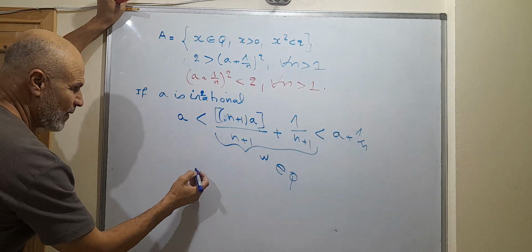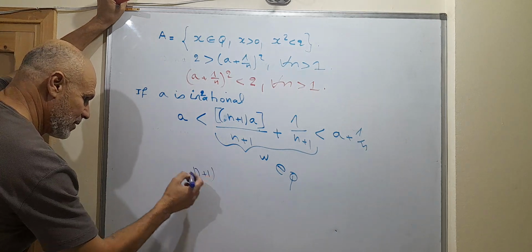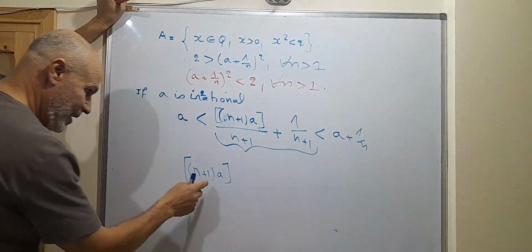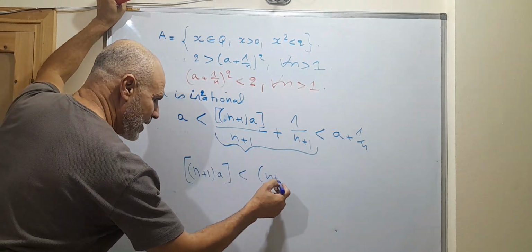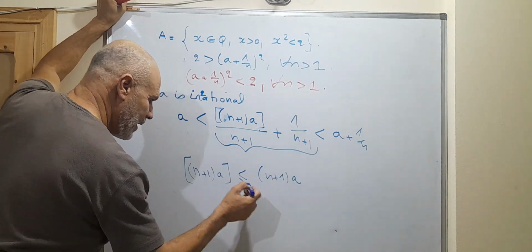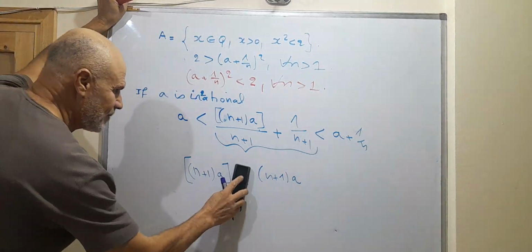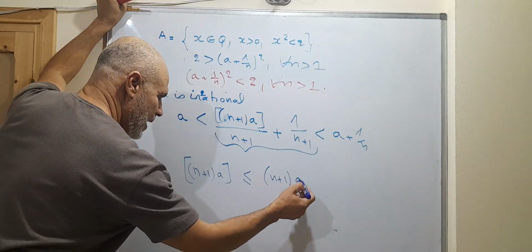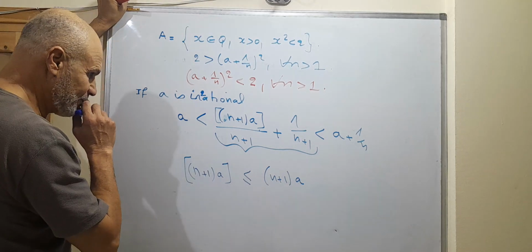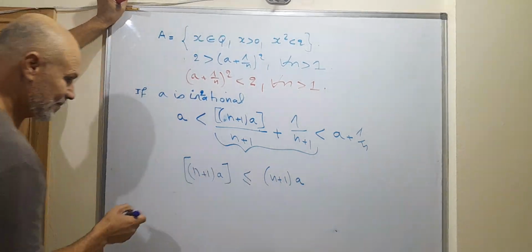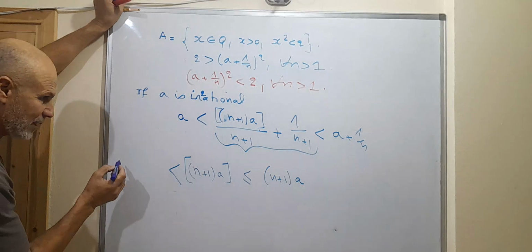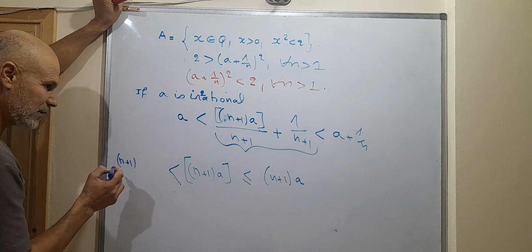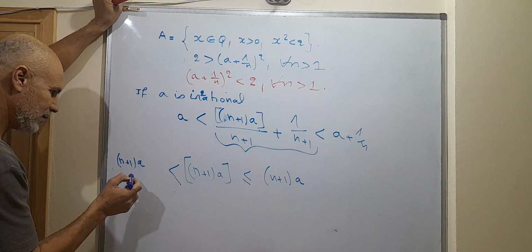Because, if we take the integer part, n plus 1 times a is less than or equal to n plus 1 times a. And this one is strictly greater than n plus 1 times a minus 1.